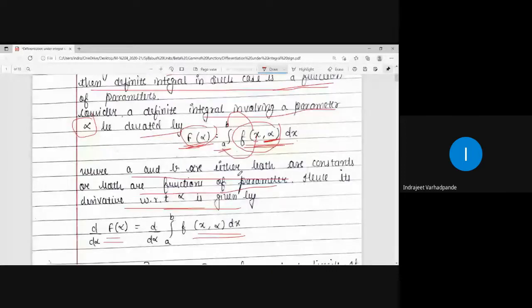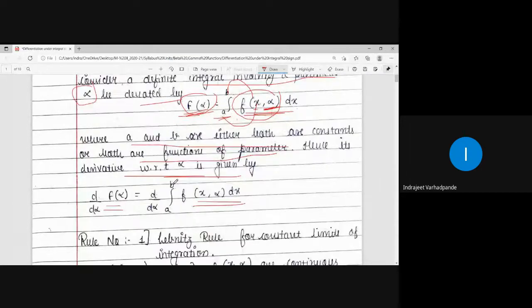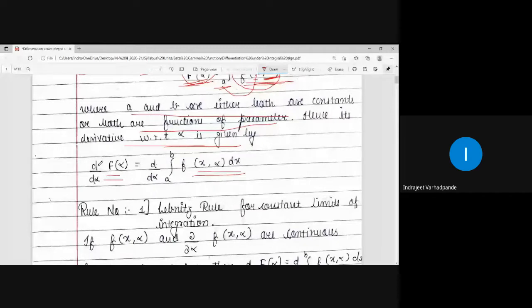Now here the limits of integration are a and b. Either these are both constants or these are both functions of parameters. So accordingly we will be differentiating it. Differentiating it means taking the derivative with respect to parameter alpha. So taking the derivative with respect to alpha is d by d alpha of f of alpha, which is written as d by d alpha of integral a to b f of x comma alpha dx. Clear? So this is how we write down the step.